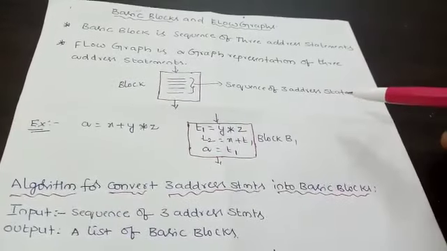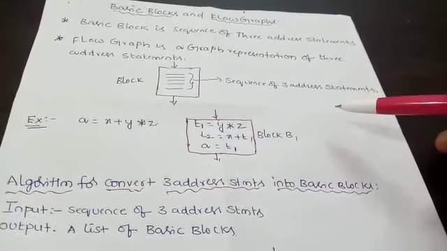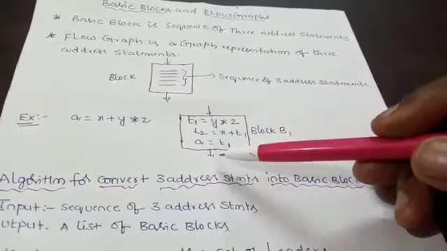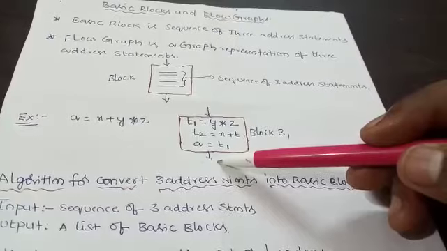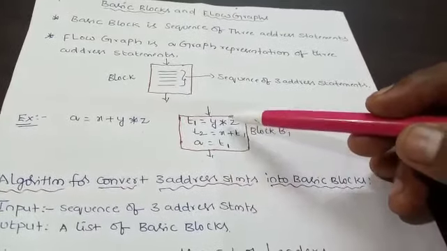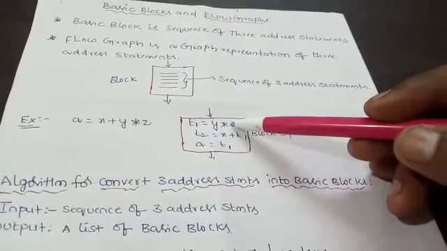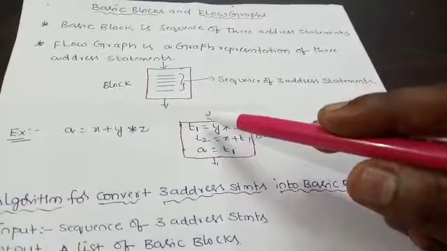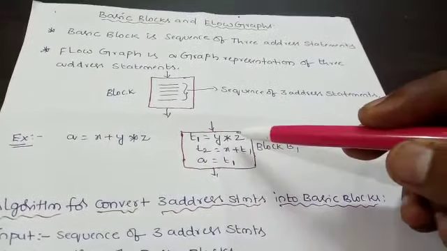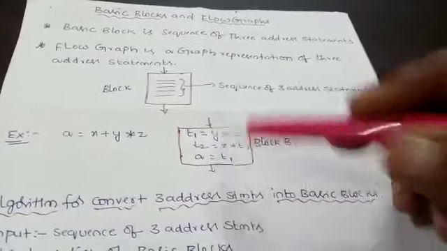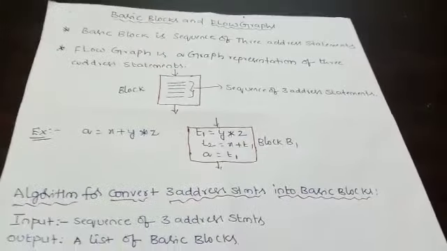Here the flow of control enters at the beginning and leaves at the end. This is the beginning, this is the end. There is no branching statement in the middle of the statements. Here, in the middle of the sequential statements, there is no branching statement. So this is an example of a block; it consists of a sequence of three address statements. We can call it a block.